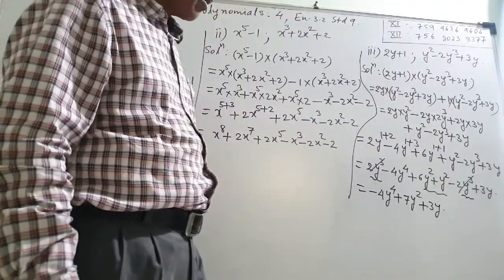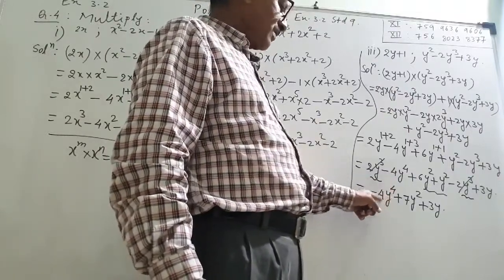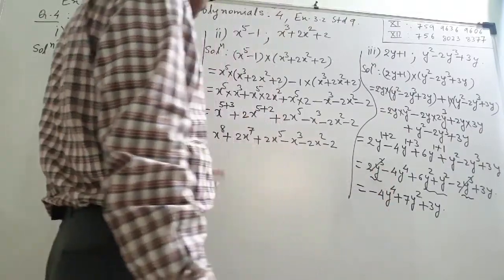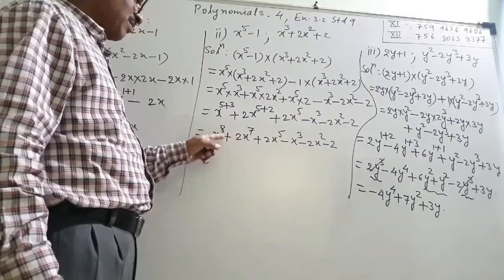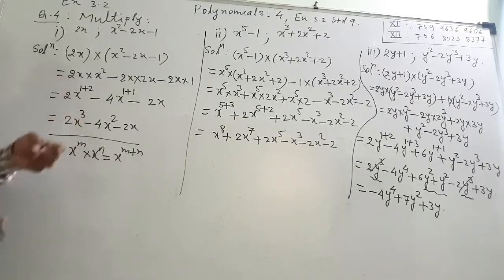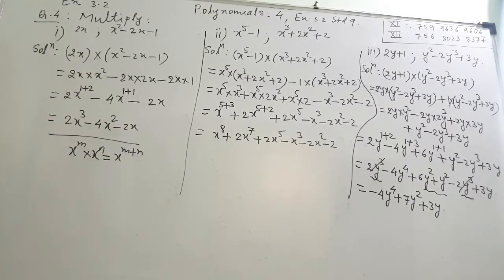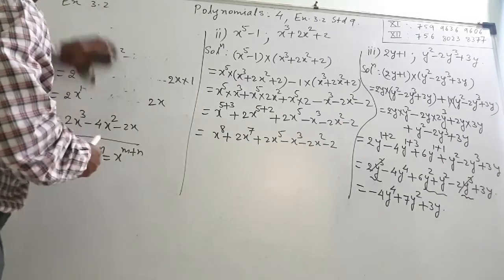And what is the degree of the polynomial? Highest power is the degree of the polynomial, the 4. Here the highest power is 8. So degree of this polynomial is 8. Degree of this polynomial is 3. If it is asked, then you will have to state it. Hope that you have understood this question number 4.